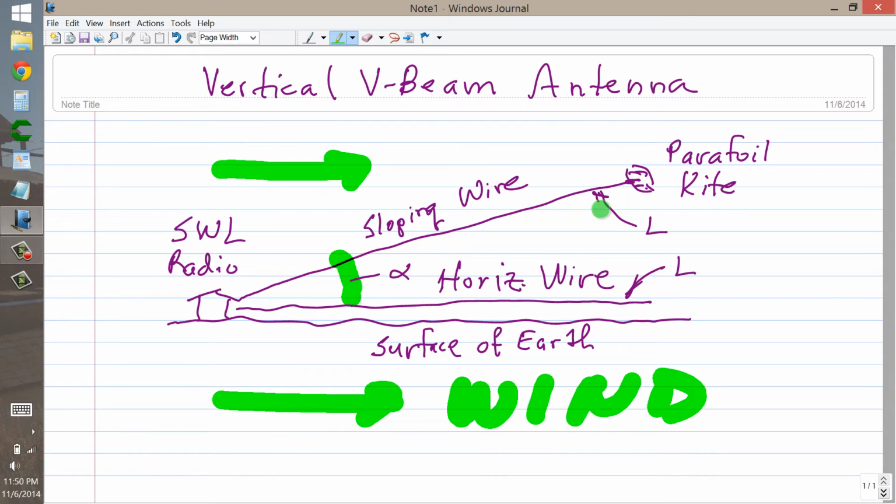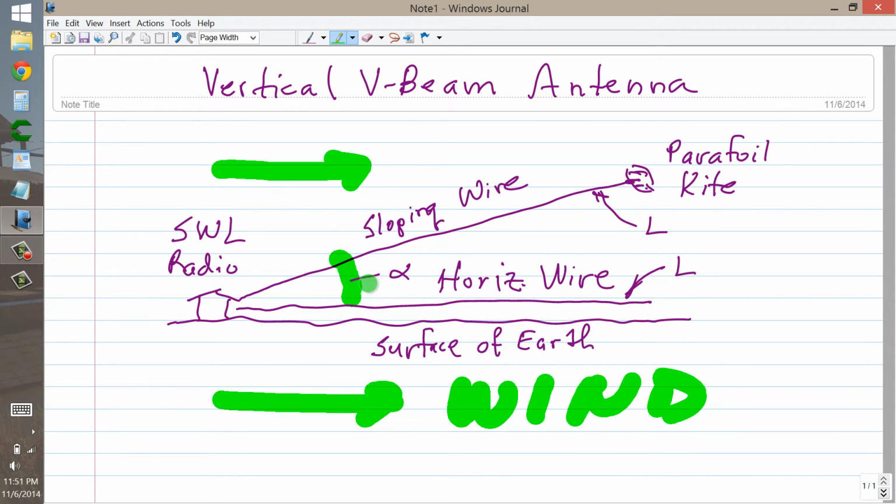Now, in order to get the optimum amount of gain out of an antenna like this, you would have to adjust the lengths and the angle just as you would do with an ordinary V-beam. But adjusting the length may not be quite so easy in a case like this, and adjusting the angle certainly is not very easy either. So you're kind of going to end up choosing your frequency based on these particular whims of the wind.